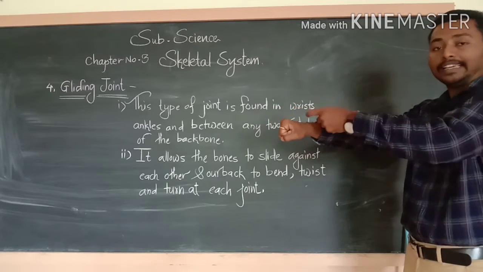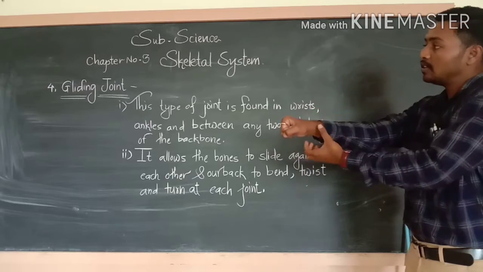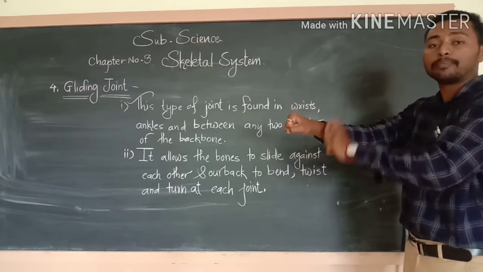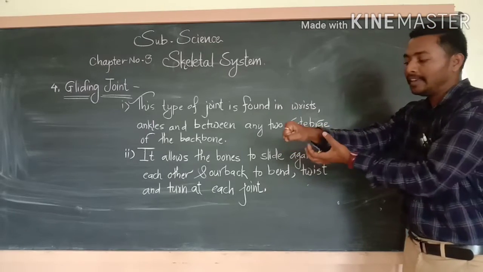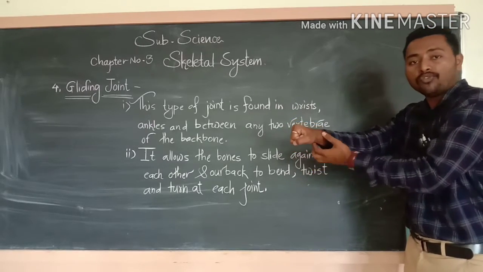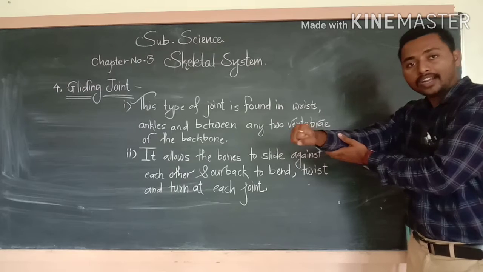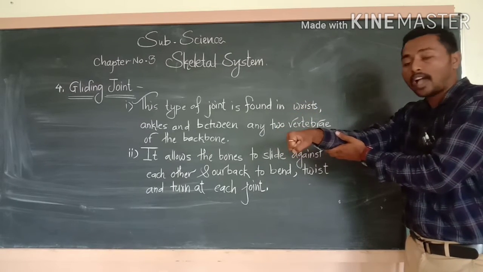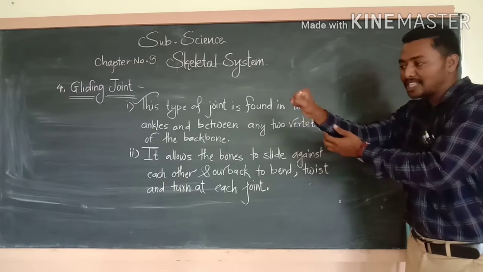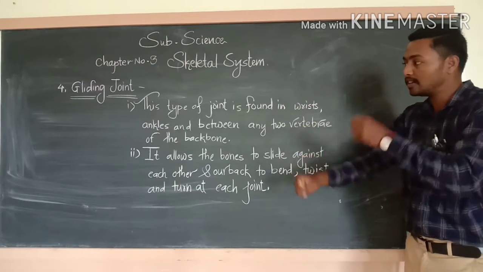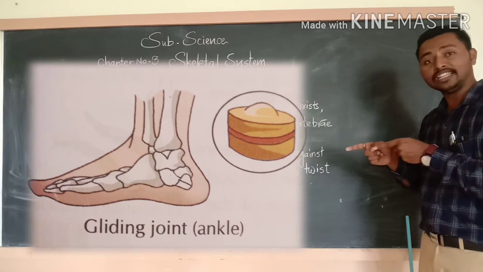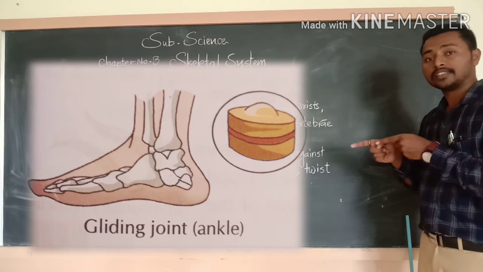So that means in our wrist, which joint is present? Gliding joint is present. Due to the presence of the gliding joint in my wrist, we can move my wrist sideways, also in a clockwise direction, as well as in an upward direction, as well as in a downward direction. Understood? So observe this diagram of gliding joint carefully.